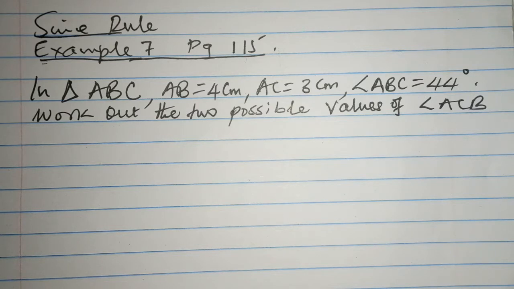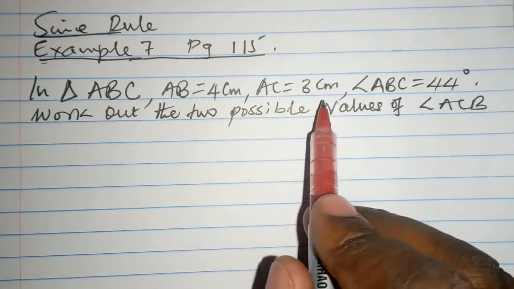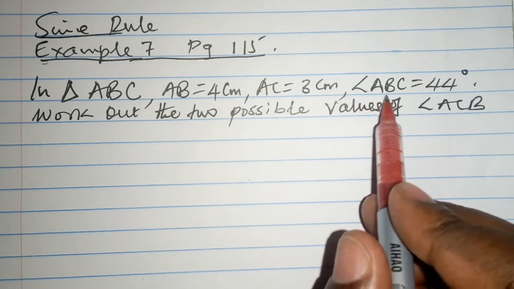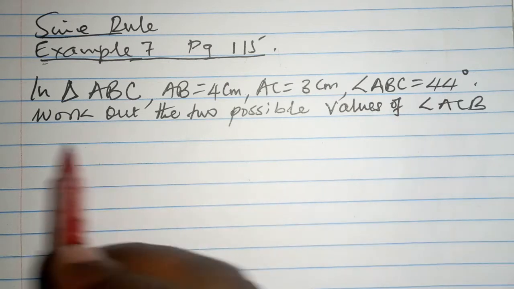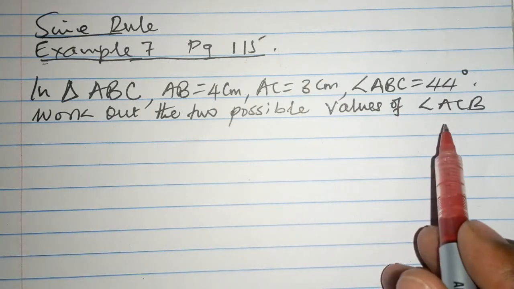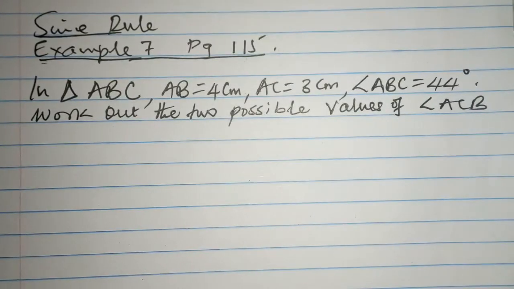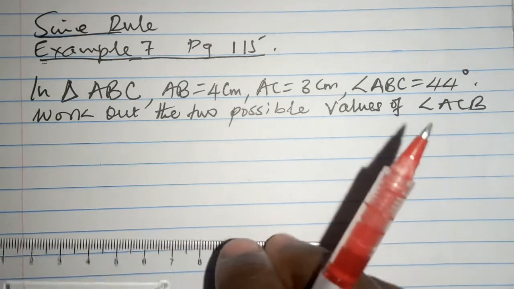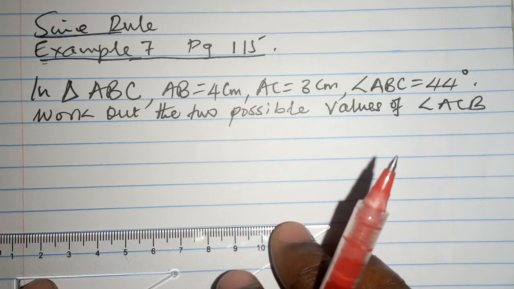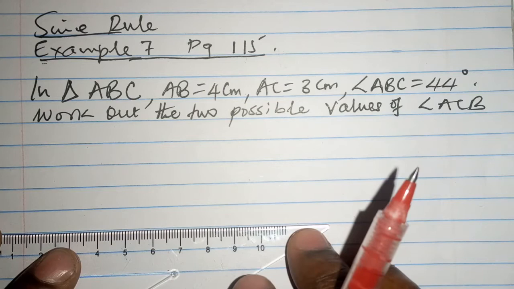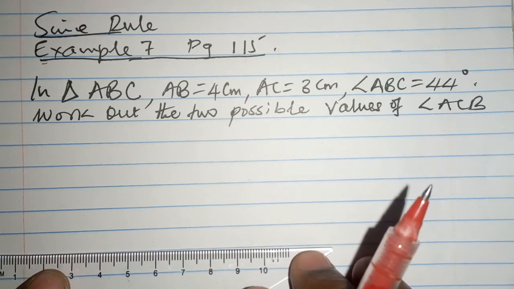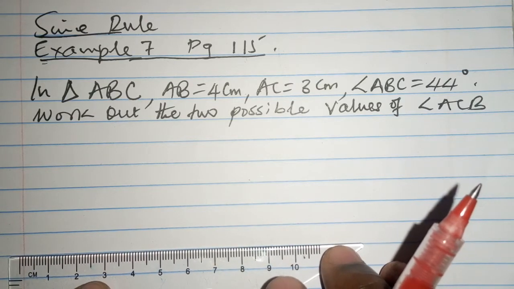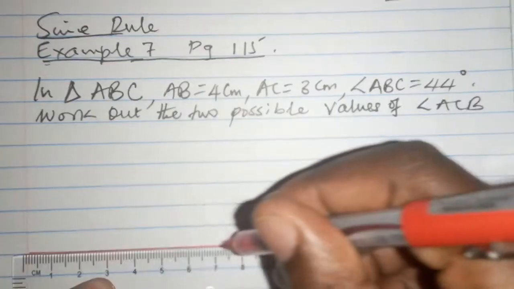In triangle ABC, AB is 4 centimeters and AC is 3 centimeters. You're going to draw that triangle, and angle ABC is 44 degrees. Work out the two possible values of angle ACB. Let's construct a triangle, because a triangle that is talking about two possible angles, we need to be keen.